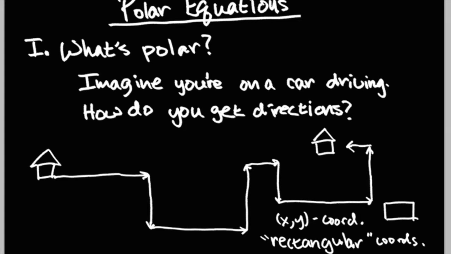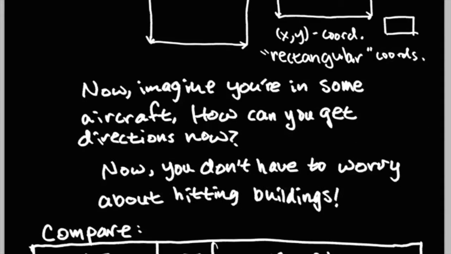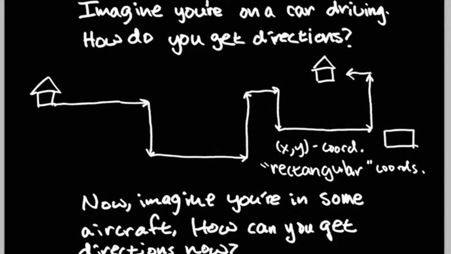Well, imagine now that you're in an aircraft. Now you don't have to worry about hitting buildings, so you can just fly directly there. Okay, realistically, you're not going to fly an airplane, but let's just say you could levitate, for example. So you start at the same starting point, your place, and you go to your friend's place. Let's connect that better. That basically is a straight line going that way.